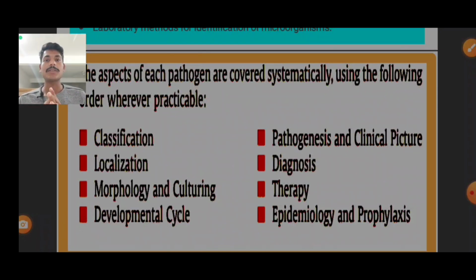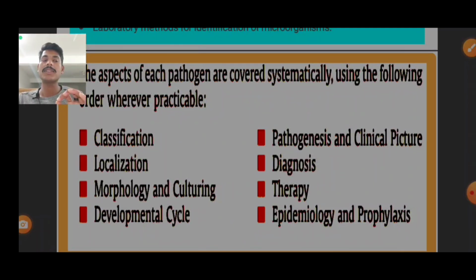Then diagnosis. Diagnosis is making the decision that a particular person is suffering from a particular disease. In diagnosis, laboratory techniques and imaging techniques are all used. Then therapy. After diagnosis, we plan a proper treatment, a proper care by which a patient can recover. For that, there are the therapies. We can say antibiotic therapies, non-invasive therapies, invasive therapies. Sometimes we have to perform surgery also to remove the microbes, to remove the pathogens.